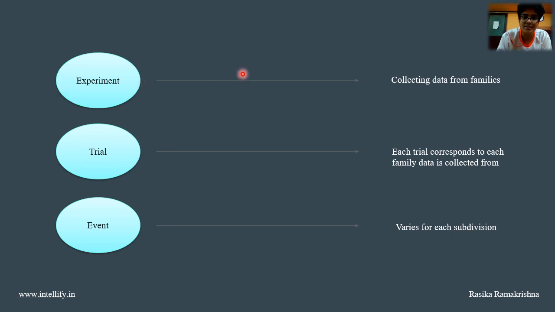So the experiment in this case is going to be collecting data from families, and the trial, each trial is going to correspond to each family the data is collected from. So the total number of trials is going to be the total number of families from whom data is collected. So in this case, that's going to be 2,400. Alright. Event. So since we have 5 different subdivisions, we are going to have different events for different subdivisions, and we will thus see what the event is when we encounter the subdivision.